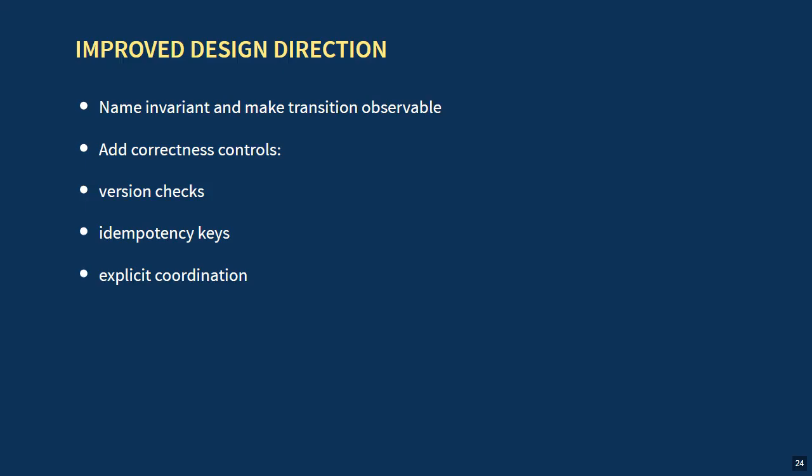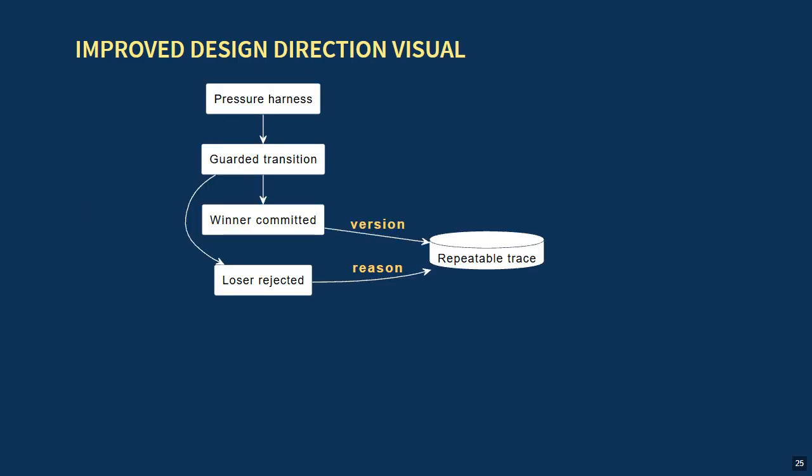To address the flaws, we should name our invariants and make transitions observable. This involves introducing controls that ensure correctness, such as version checks or idempotency keys. Those sound like safety nets for our code? Exactly. These controls help to validate that our systems behave as intended, even under stress. This diagram shows how the design moves from hoping execution is ordered to checking and recording the transition. The safer design either accepts, rejects, retries, or records the outcome with evidence.